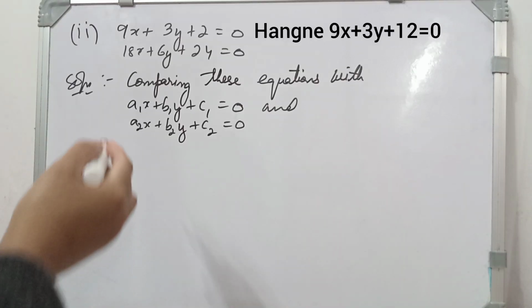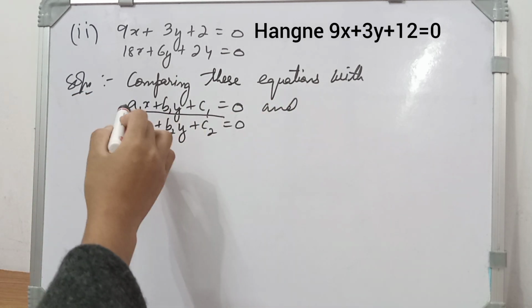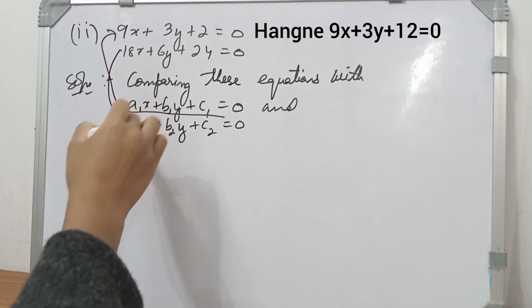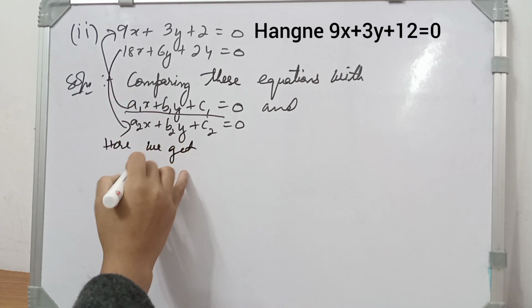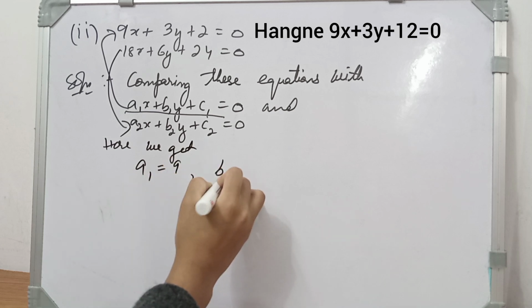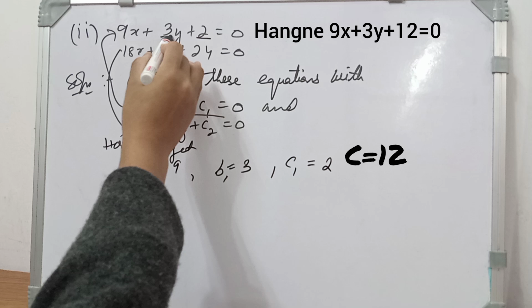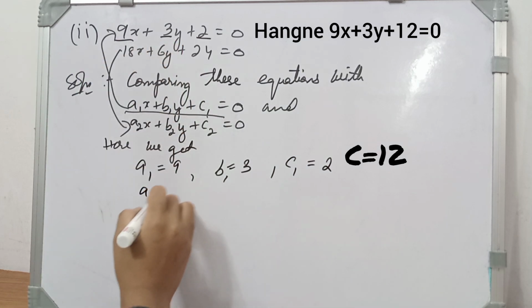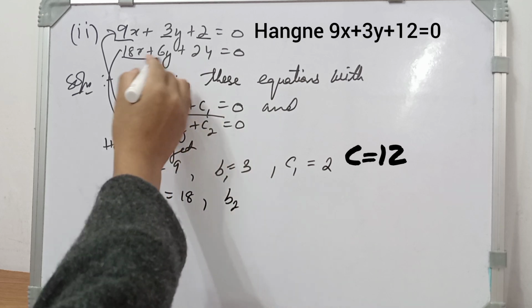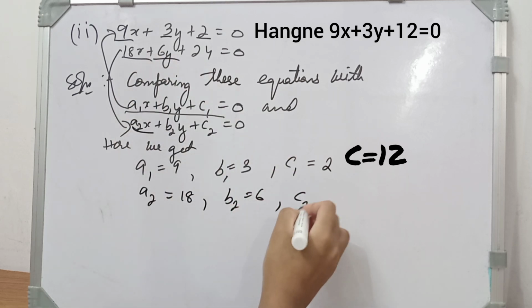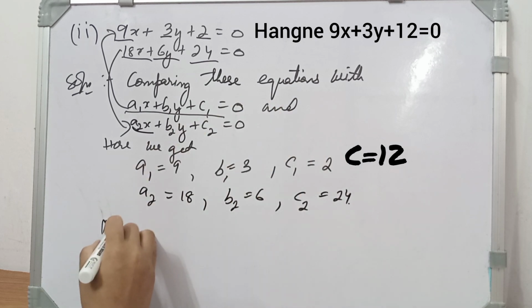Okay, now for the next pair, comparing this equation with the general form, here we get a1 is 9, b1 is 3, c1 is 12. Comparing the second equation, a2, the coefficient of x, is 18, b2, the coefficient of y, is 6, and c2, the constant, is 24.